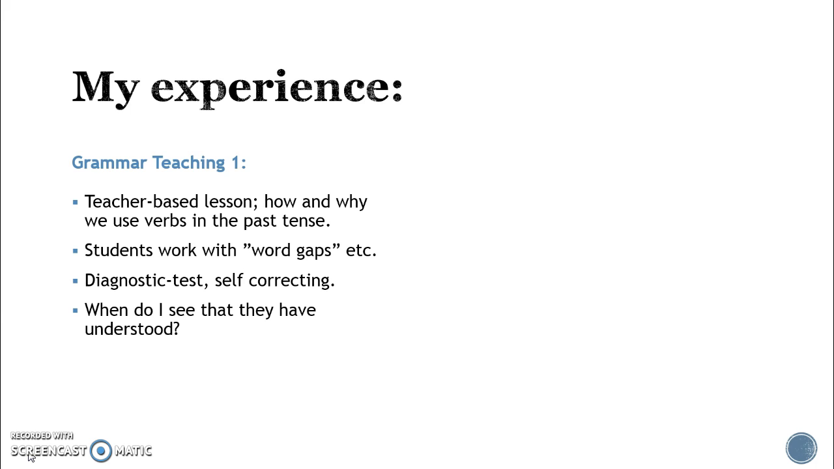So in this example where they use verbs in the past tense, I will see this or hear this from them later and then know that they have understood what they were supposed to understand and learn what they were supposed to learn. Is this communicative language teaching? Well, I'm not so sure that this could pass as communicative language teaching. I think it's rather traditional.